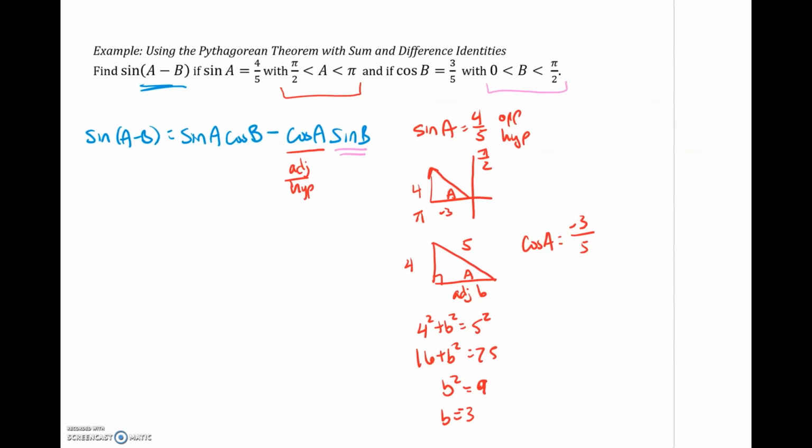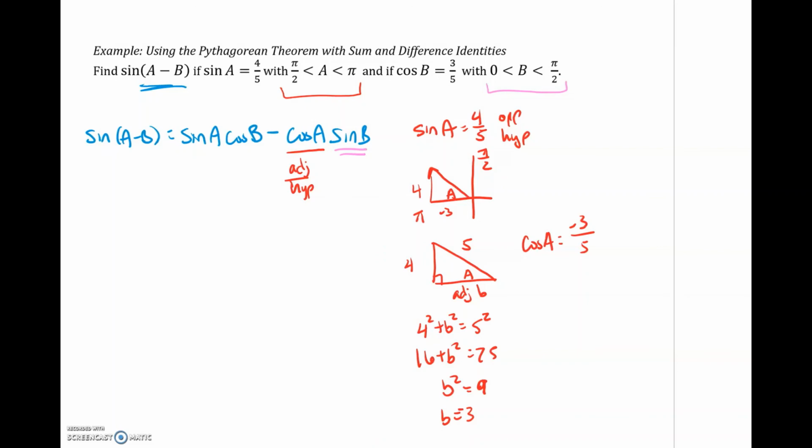Our last missing piece of information is sine B. So if you want to pause here and try that out yourself to find sine B, it's the same process using your Pythagorean theorem, finding the reference angle and the right triangle. If you want to just listen to me finish it off, go ahead and keep going.